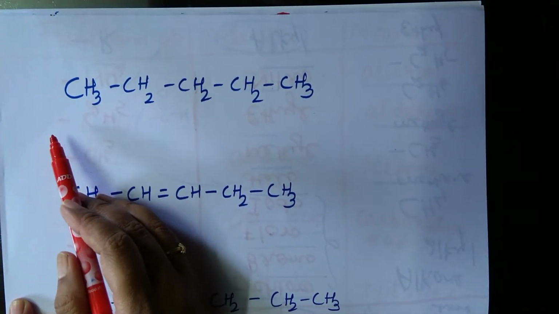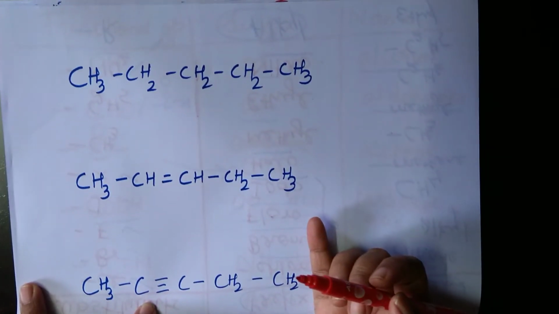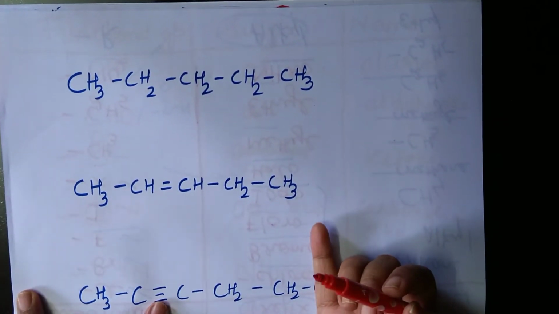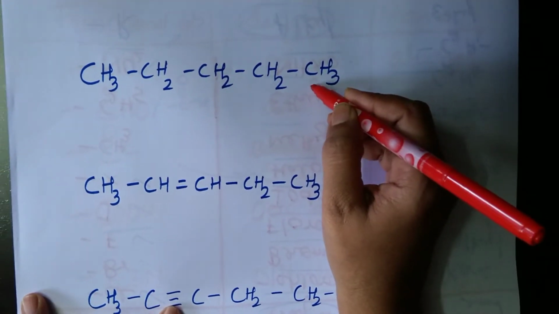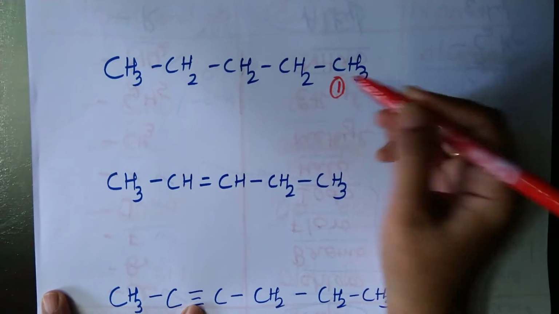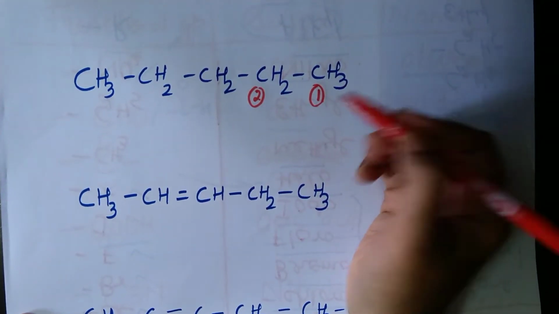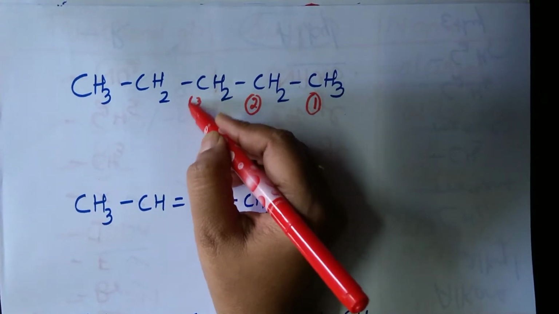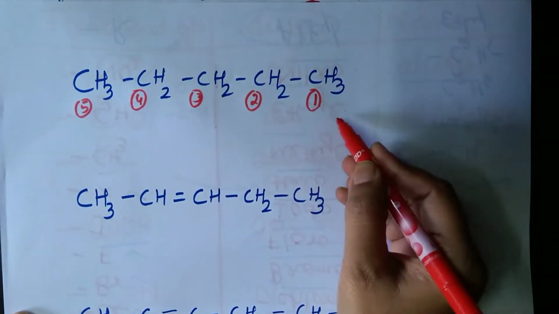If there are no functional groups like double bond, triple bond, functional groups like OH and all, you will number it from anywhere you want. So I shall number it from here. Once you number it, please circle it so you will not get confused with these numbers. So 1, 2, 3, 4 and 5. If you number from this side also, it is okay.